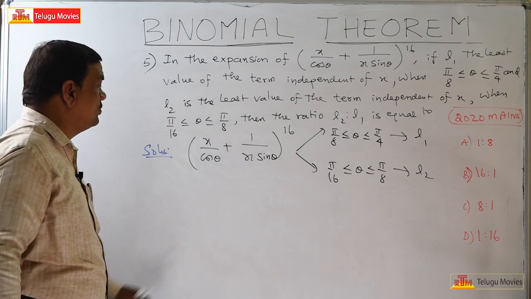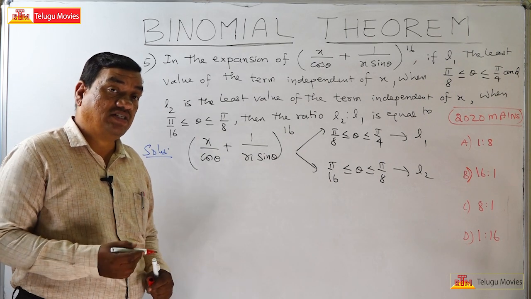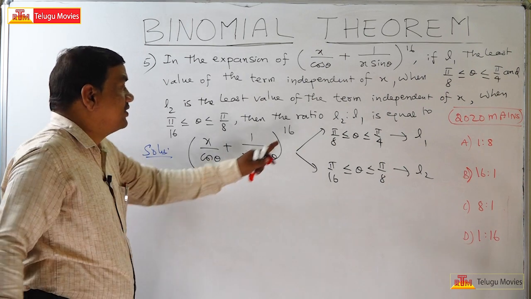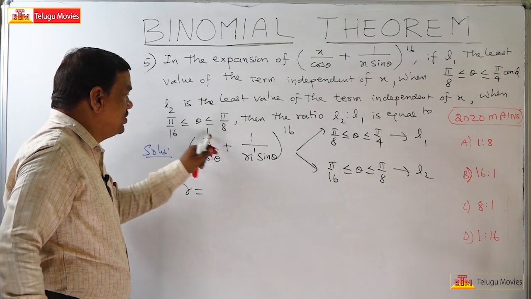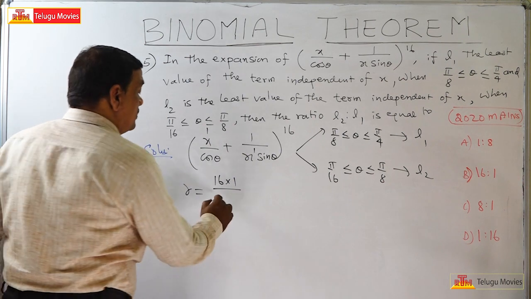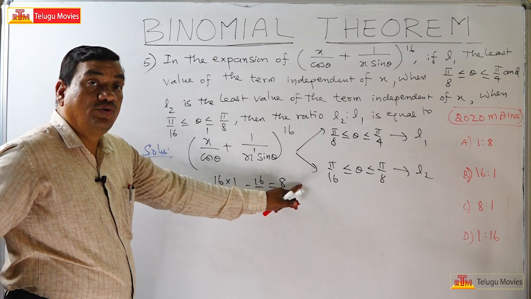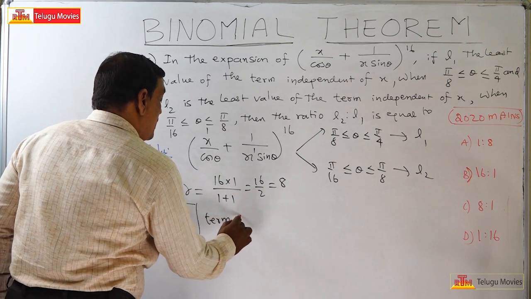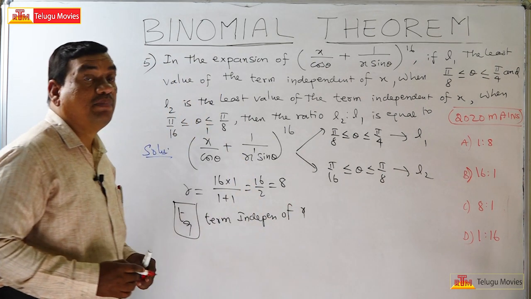Now first we will find the term which is independent of x here. The term independent of x, if it is T(R+1), then R is given by the short trick method I have told. Here x power 1 is there, here also x power 1 is there. So 16 into 1 by 1 plus 1, that is 16 by 2, 8. R is equal to 8, therefore T9 is the term independent of x. The ninth term is independent of x here.